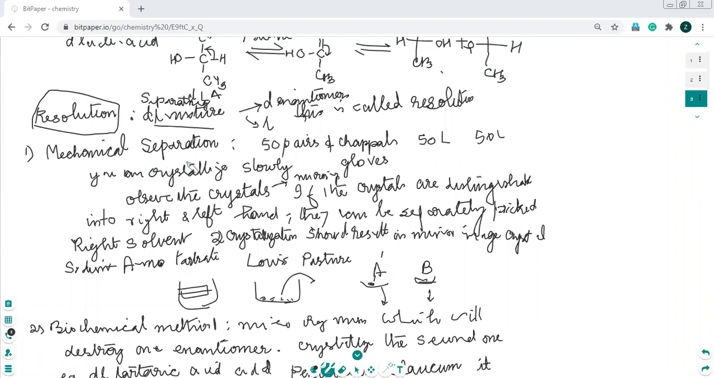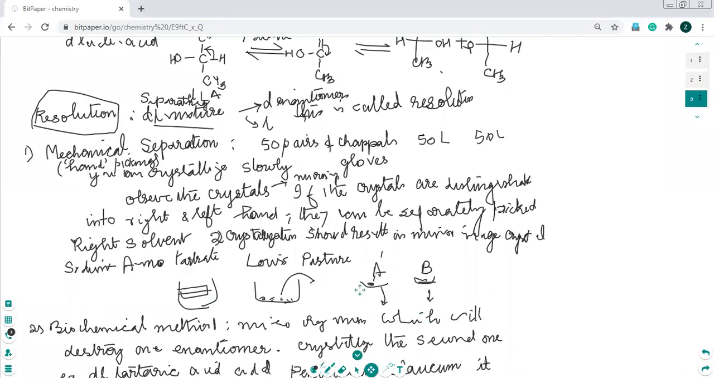mechanical separation, which I told you is the hand picking method. Mechanical separation or hand picking. I will use that word, even though you cannot use your hand. Hand picking method. I told you where it is applied: Louis Pasteur's method. The invention of optical activity is based on this particular phenomenon, this particular method.